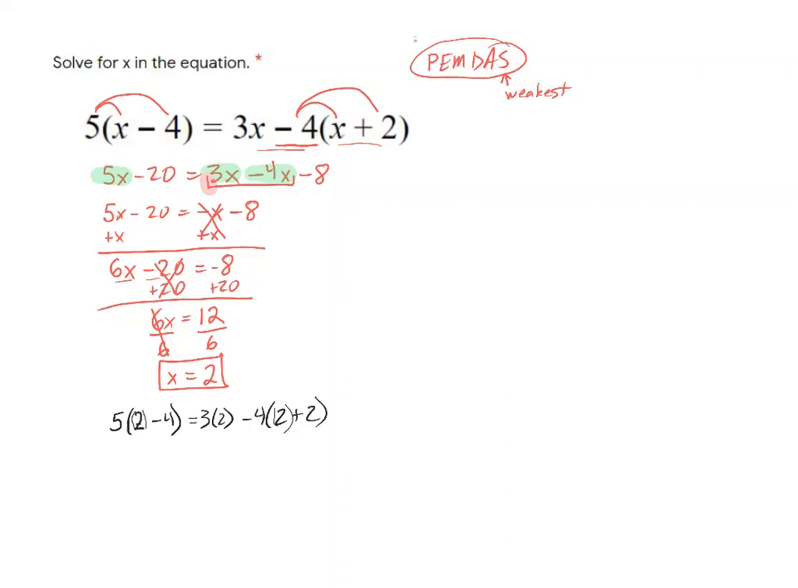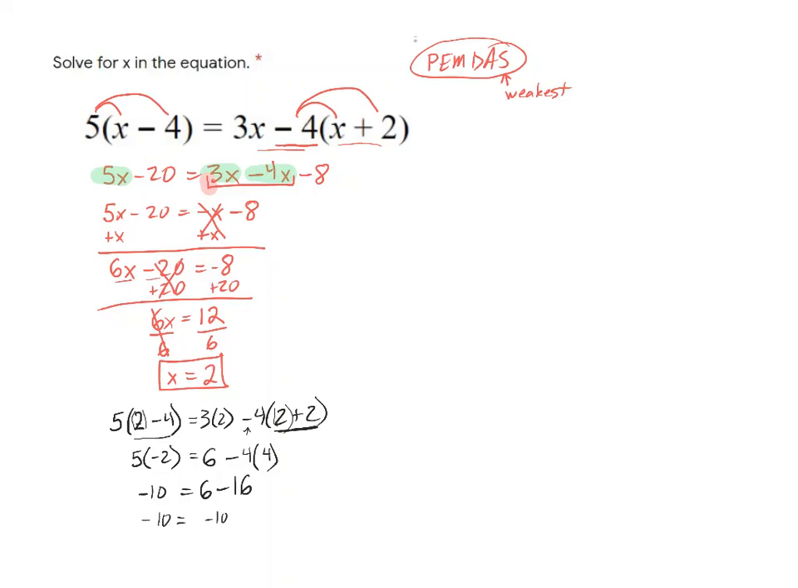Follow PEMDAS. I'm going to try to do the stuff inside the parentheses first. So that's going to be 5 times 2 minus 4. 2 minus 4 is negative 2. All right, out here I have the 3 times 2. That's definitely going to happen before subtraction, so I can do that 3 times 2. And then I'm going to go minus 4 times, and then inside the parentheses there I have 2 plus 2, so that's 4. Over on the left-hand side, 5 times negative 2 is negative 10. And then I'm going to have 6 minus 4 times 4, or negative 4 times 4, which is going to be negative 16.